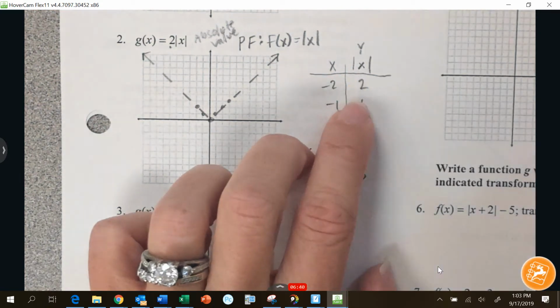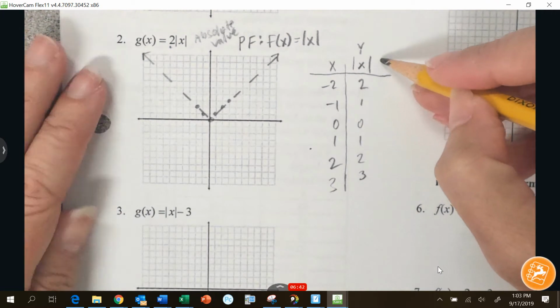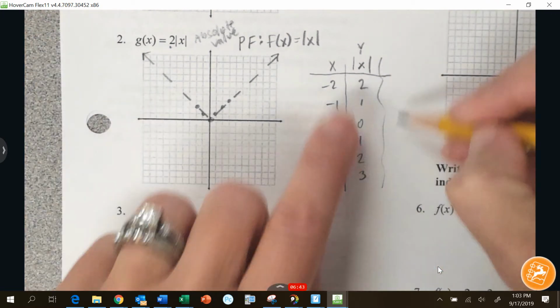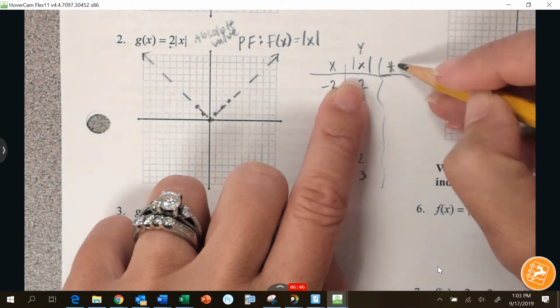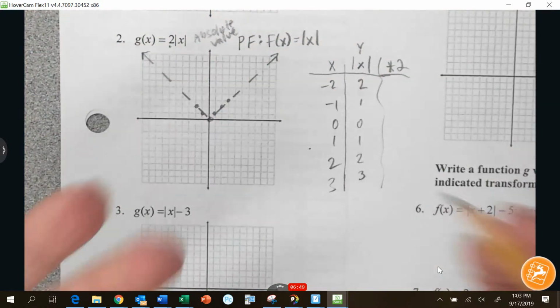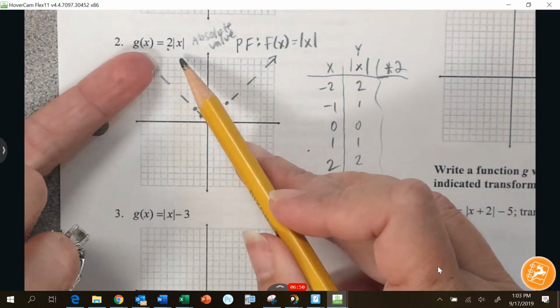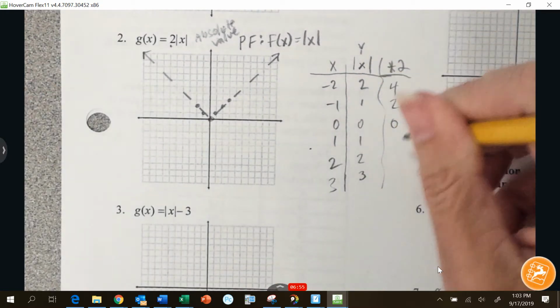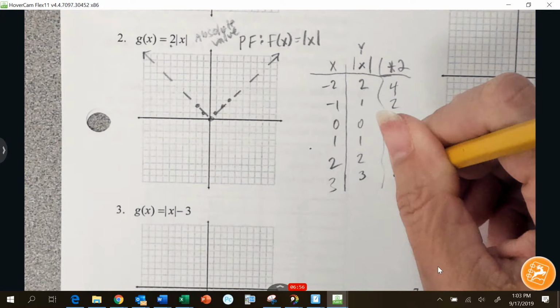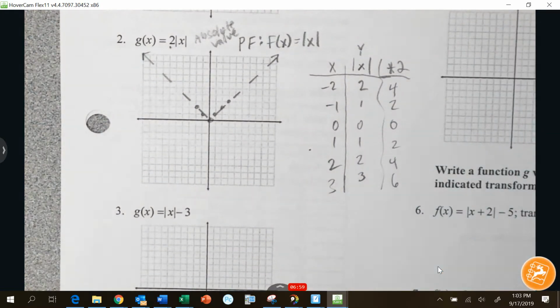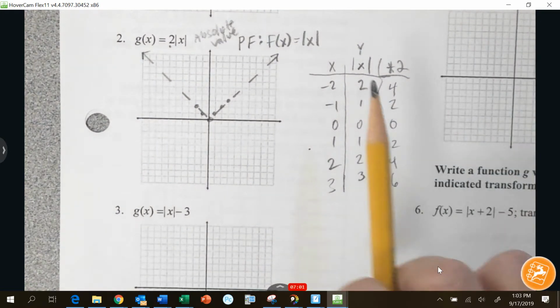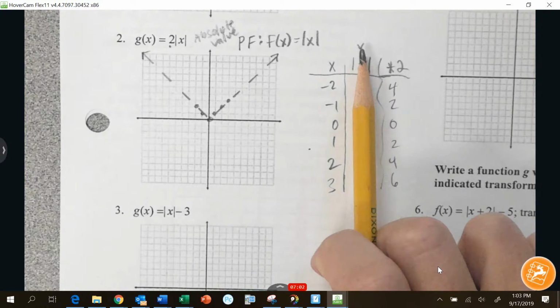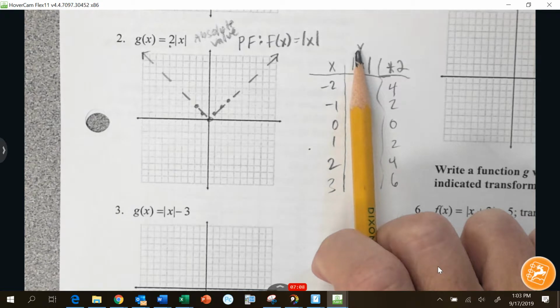The output. So if you're using a table, we would now take our y values and multiply them all by 2. Just the exact same way it says to do it right here. Take absolute value of x, multiply by 2. 4, 2, 0, 2, 4, 6. And when we graph, we ignore the old x's, or the old order. 1, 2, 0, 0.